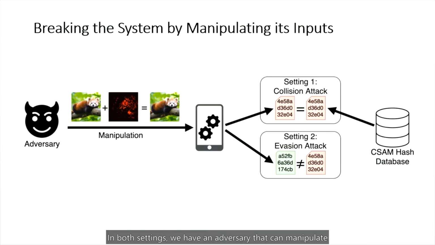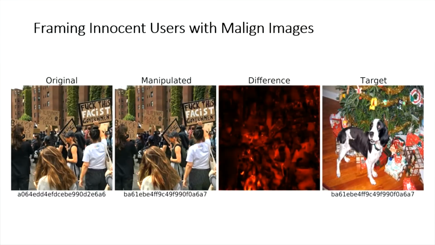In both settings, we have an adversary that can manipulate the content of a set of images. The adversary then sends these manipulated images to a target device on which NeuralHash is running. For the setting of hash collisions, the goal of the attack is to create an image that is then assigned a hash value matching one from the existing hash database. For the evasion attack, the image is manipulated in a way that its hash value differs from the hash of the clean image to avoid detection by the system.